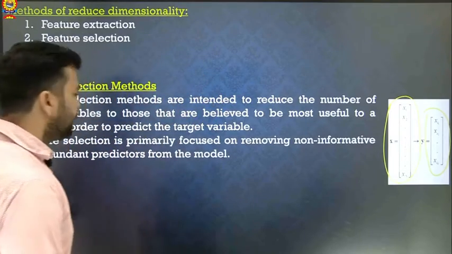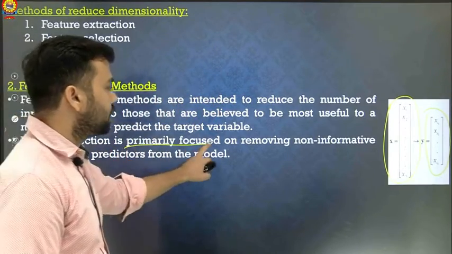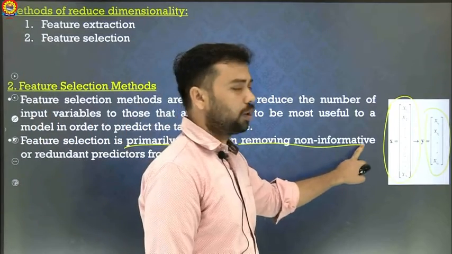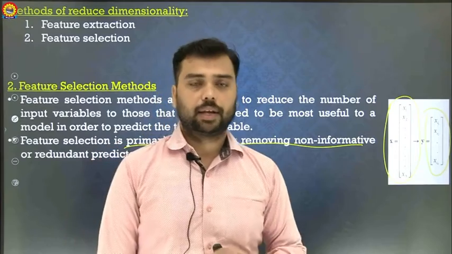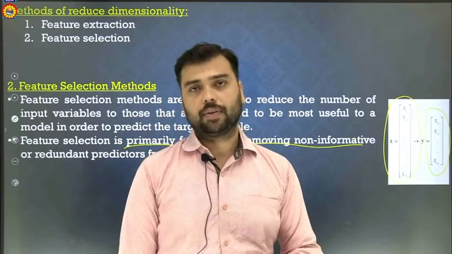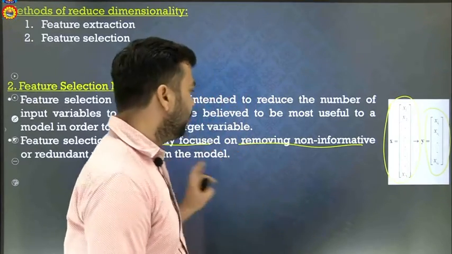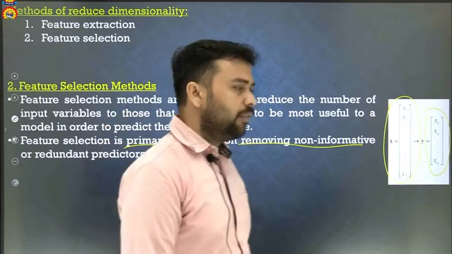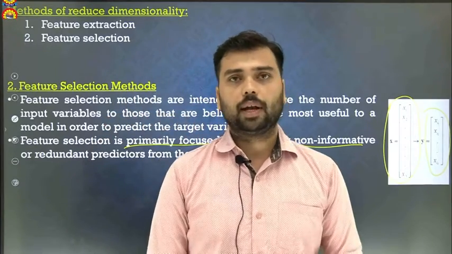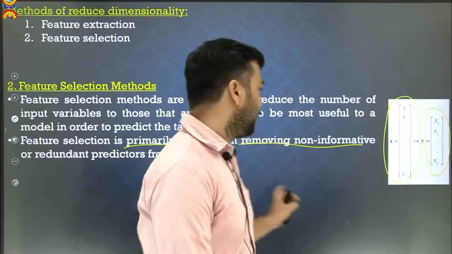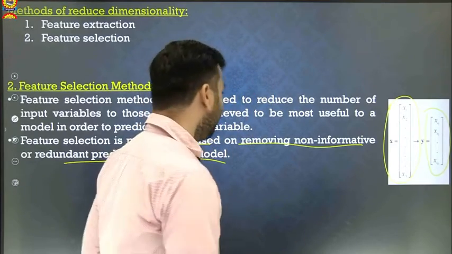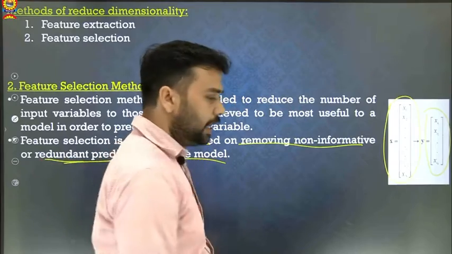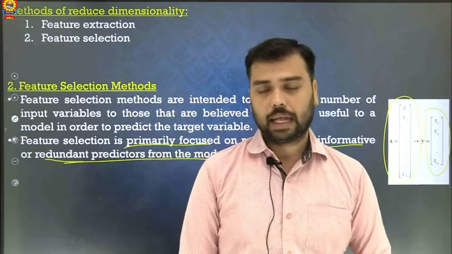Feature selection primarily focuses on removing non-informative or irrelevant variables. So what we do in feature selection is simply remove the irrelevant, non-informative, or redundant variables. Redundant we will also discuss today with the help of an example.